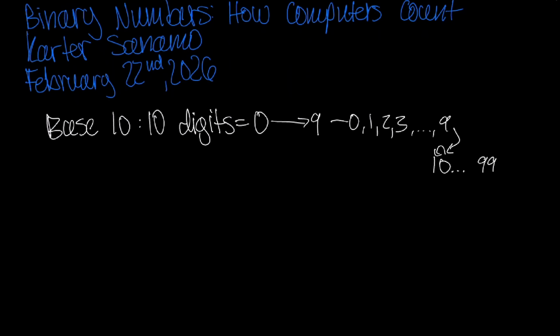Same thing happens once you get to 99. You go, oh, I ran out of room. Now we carry over again. We add a 1 here, and then we reset these to zeros, giving us 100.